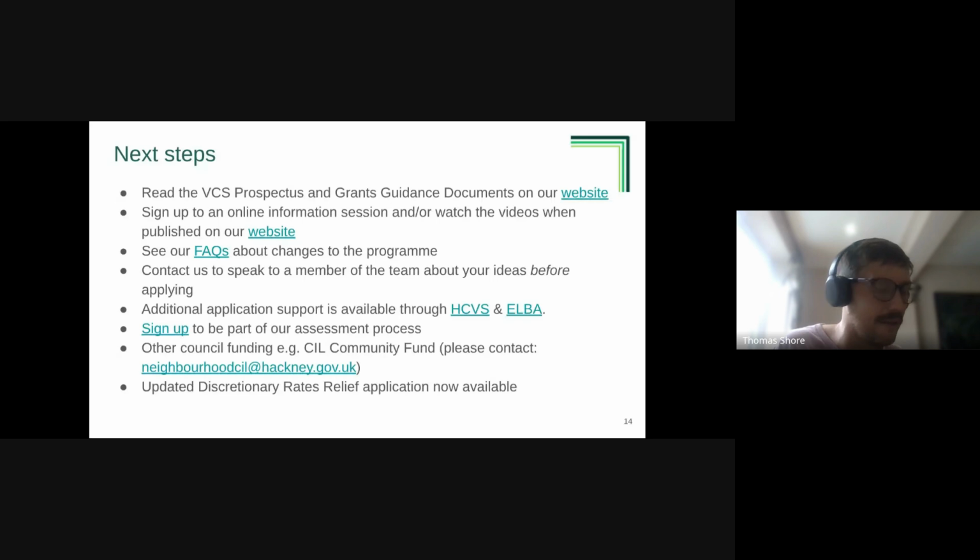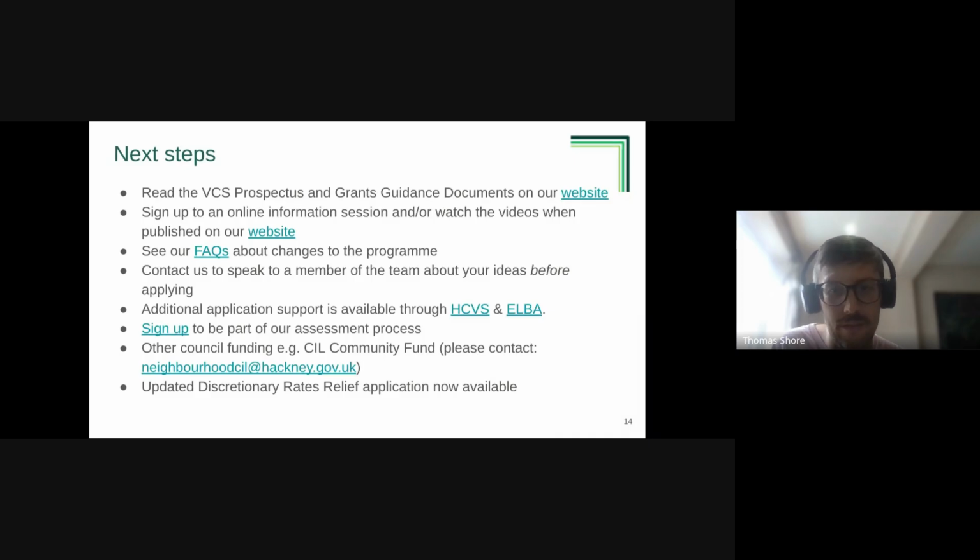We try and get a diverse range of people from the council and from VCS organisations to assess the applications, so that you have a good range of ideas on what constitutes a good application.